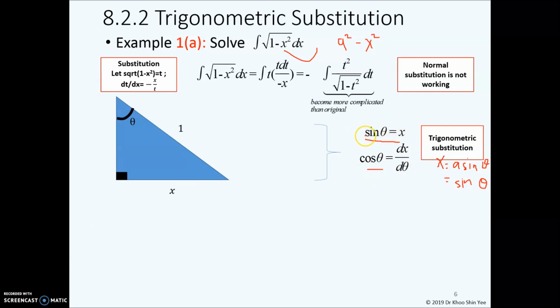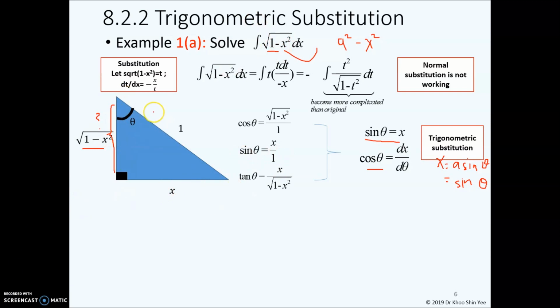From this relationship, sine angle, let's say we form a triangle, and then this is your angle, and x over 1 gives you the sine angle. So we can form this relationship, and to find the distance here, we can simply use square root of 1 squared minus x squared, which is this term. And you can see that this is exactly the same component that we have here.